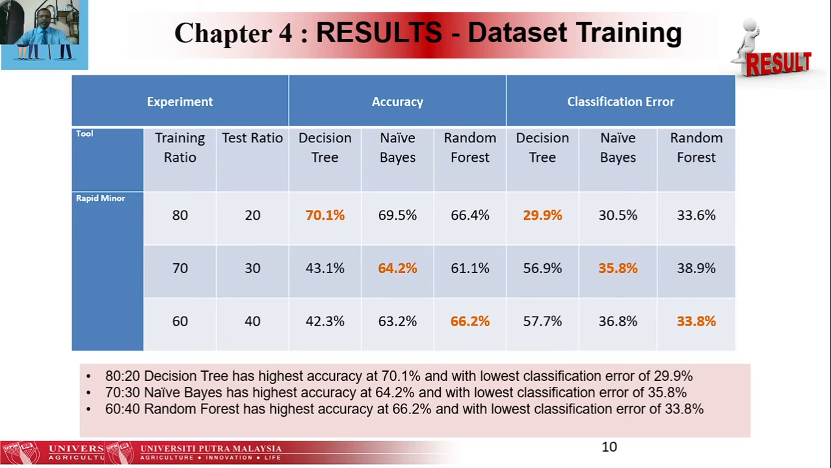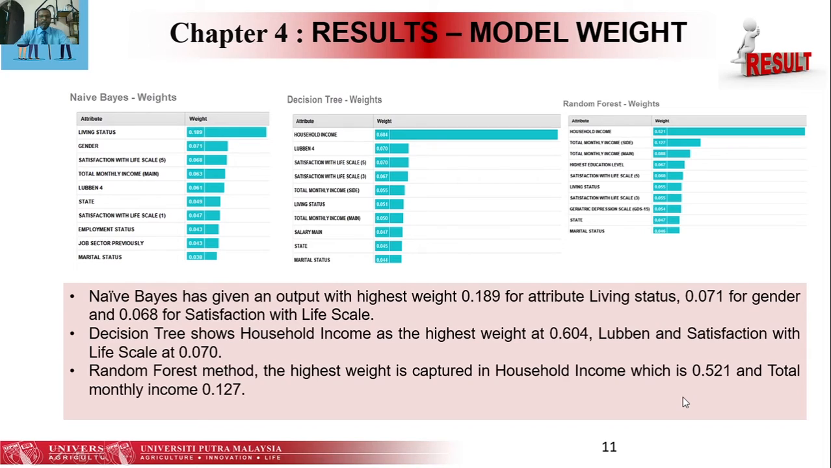When looked at, when training at a 20 to 80 ratio, decision tree has the highest accuracy. When we are talking about 70 to 30, naive Bayes has a higher accuracy, and at 60-40 random forest has the highest accuracy. Next, we move on to the model weight. Naive Bayes gives the highest weight to living status, and second, decision tree gives household income, and random forest gives household income as the highest weight.